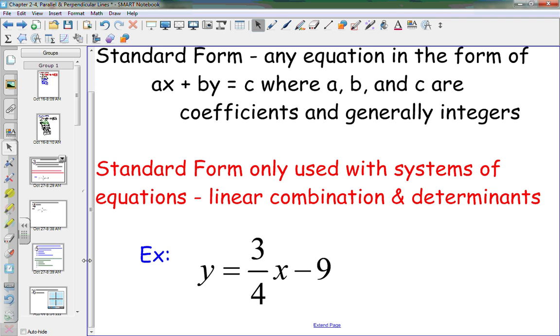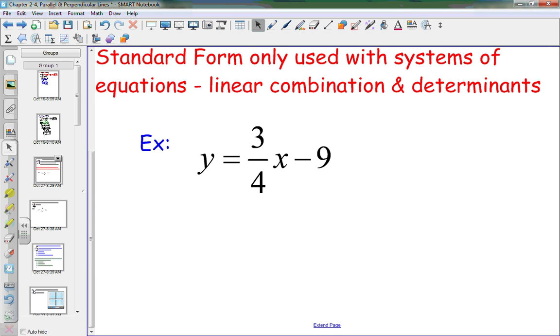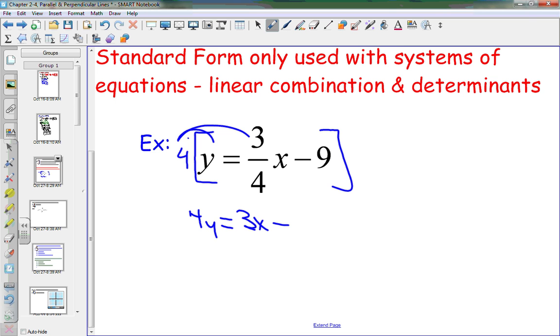Okay. Now, what I need to do is I need to get this y equals mx plus b form out of that and put it in ax plus by is equal to c. So the first thing I need to do is get rid of that denominator, which is a 4. So how do I go about doing that? We are going to multiply each and every term by the value 4. So 4 times y is? 4y is equal to 4 divided by 4 is 1. Bring down the 3x. 4 times negative 4 gives me? Minus 36. Good.